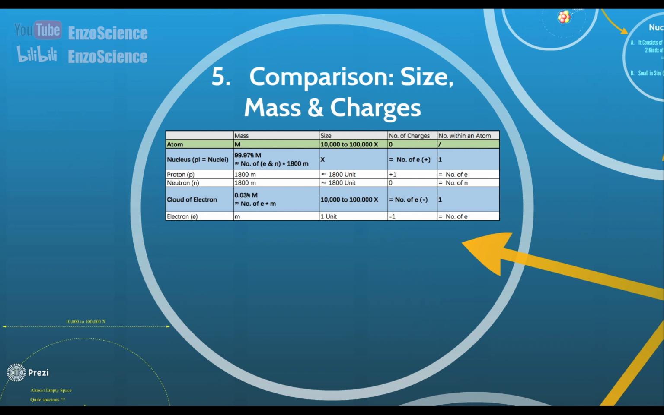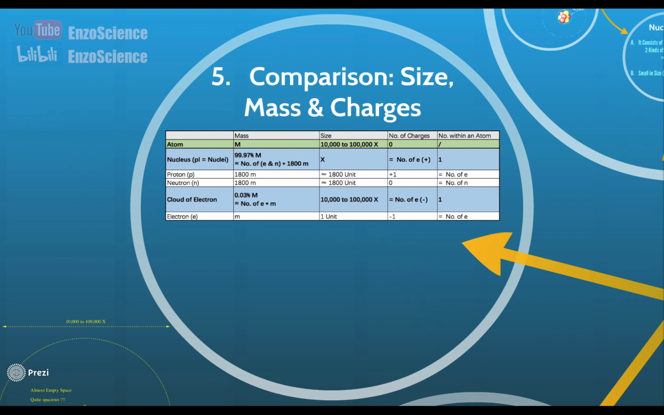negligible. As to protons and neutrons, their respective mass is 1800 lowercase m. And the mass of the nucleus equals the total number of protons and neutrons times 1800 lowercase m. And this mass also contributes 99.97% to capital M, which is the mass of an atom.